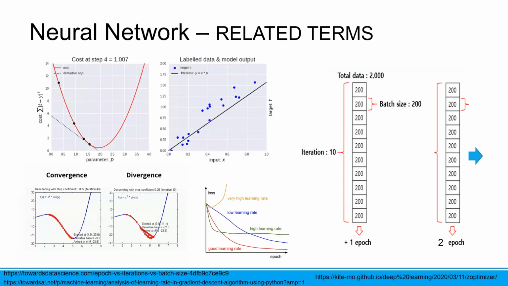This is the descending with the start coefficient 0.05. If the learning rate is lower, usually we can see this one will converge smoothly like this. But if it is a little bit high, then there will be many times to check until the global optimum.